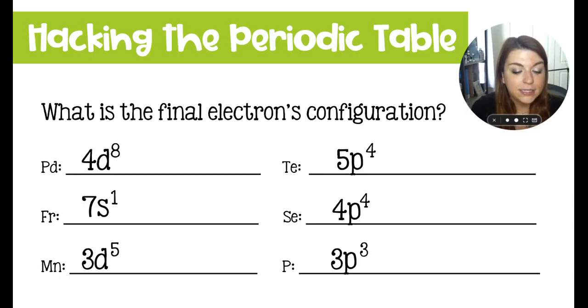Manganese is in the D block, so remember you have to subtract 1 when you're in the D block, and that is going to be 3D, and because it's the fifth one over, it's 3D5. You can follow that same pattern for any of these other atoms.